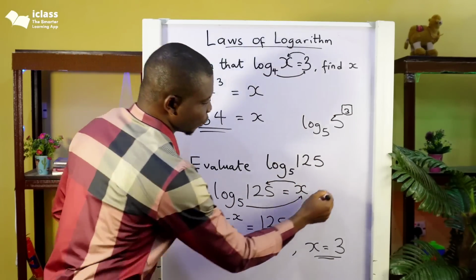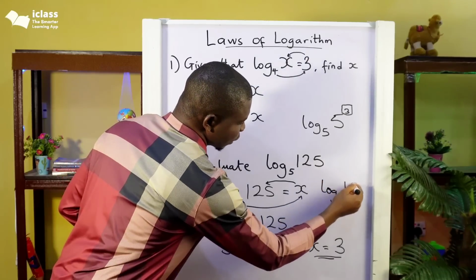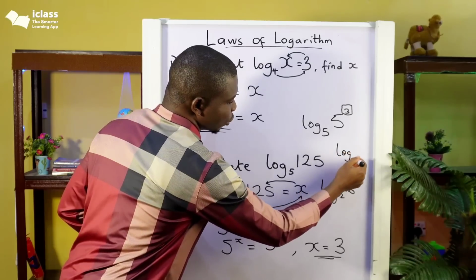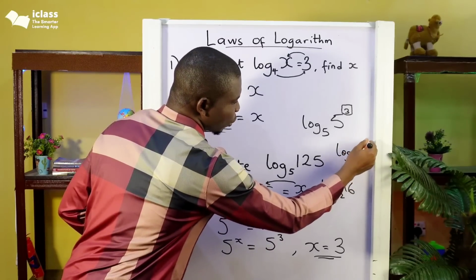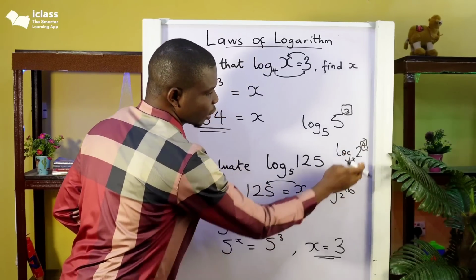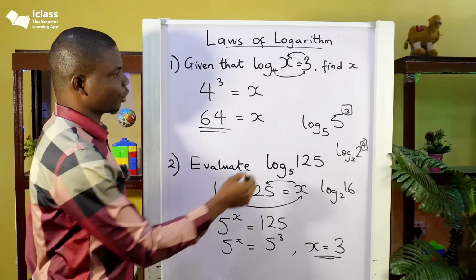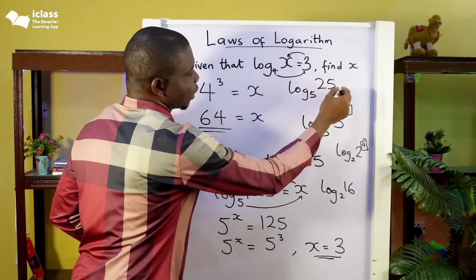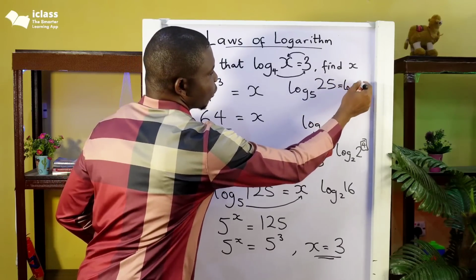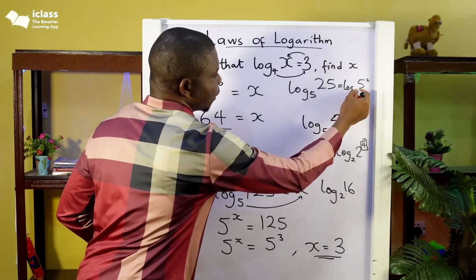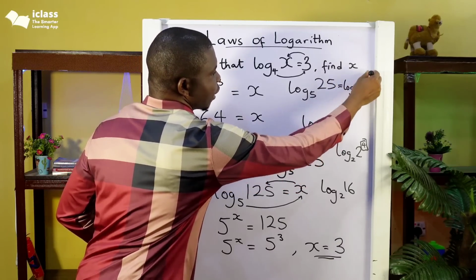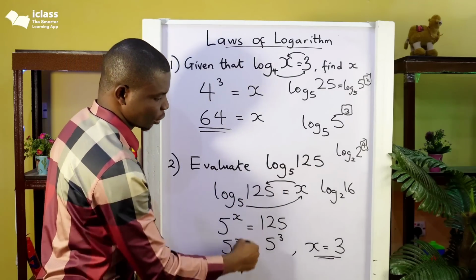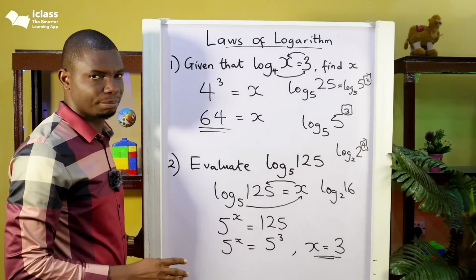For instance, if I give you log 16 base 2, this will be log 2 to the power 4 base 2, and you know that this here is equal to 4. If I give you another one, say log 25 base 5, you know this is equal to log 5 to the power 2 base 5. So this here, 2 is the answer. You don't need to go through this whole step. That's what I'm trying to say.